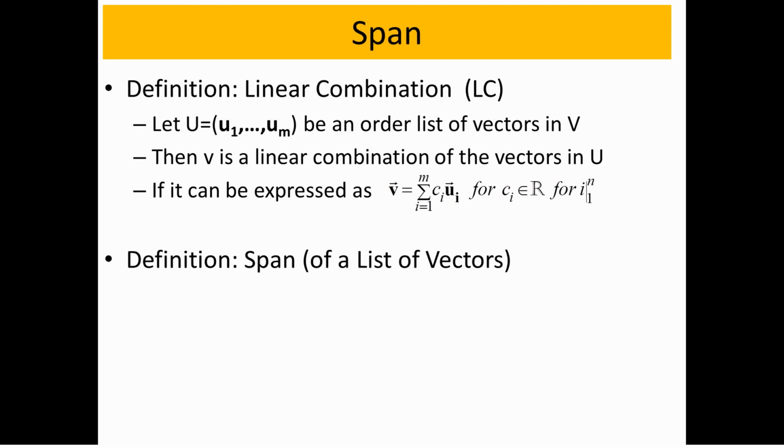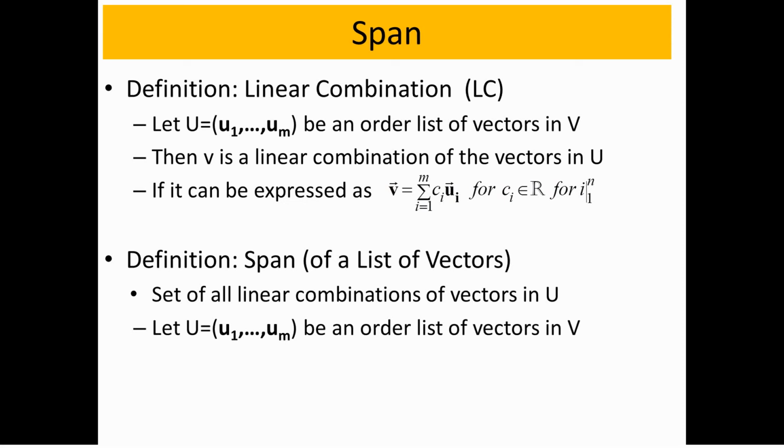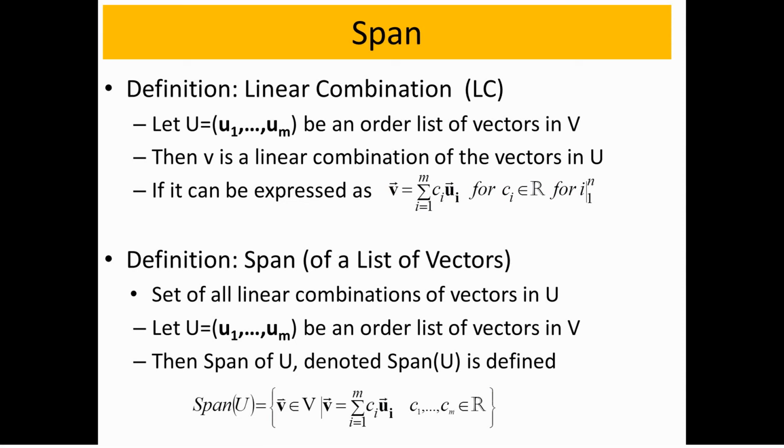Now, we're going to define the span of a list of vectors as the collection of all linear combinations of the vectors in that list. Notice this V is just one linear combination of the vectors in capital U. But the set of all linear combinations of the vectors in capital U is what we call the span of U. If we write capital U as follows, then the span is all of the vectors in capital V that can be written as a linear combination of the vectors in U.